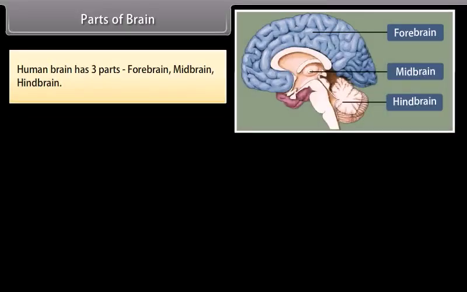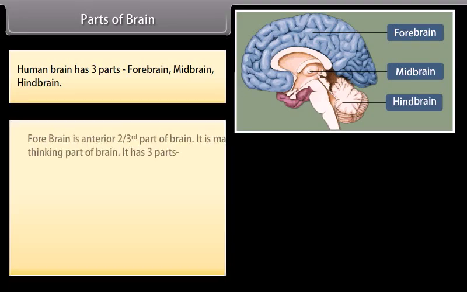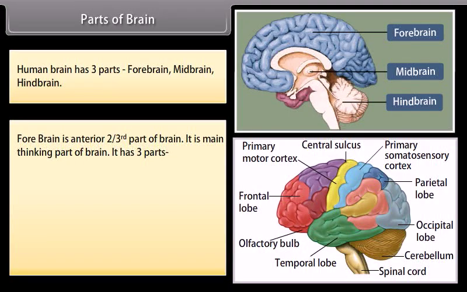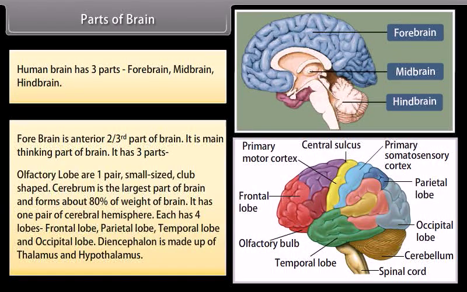Parts of brain. Human brain has three parts: forebrain, midbrain, hindbrain. Forebrain is anterior, two-third part of brain. It is main thinking part of brain. It has three parts. Olfactory lobes are one pair, small-sized, club-shaped. Cerebrum is the largest part of brain and forms about 80% of weight of brain.